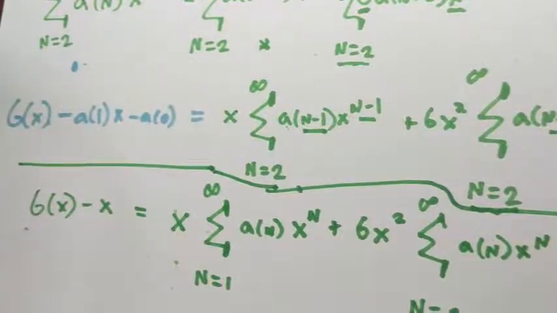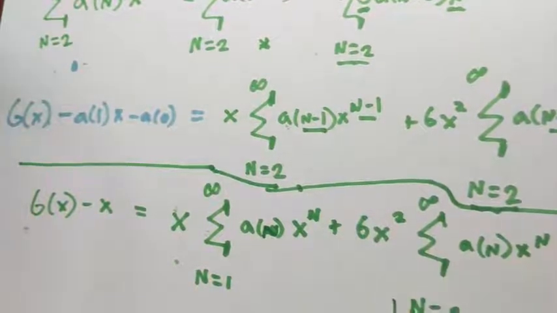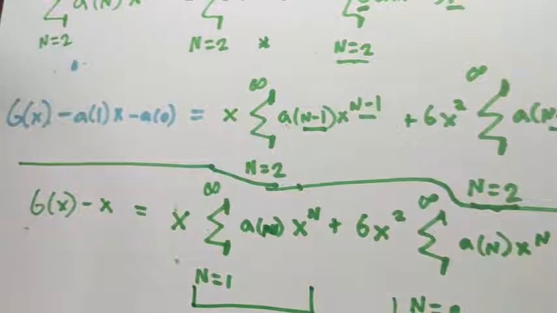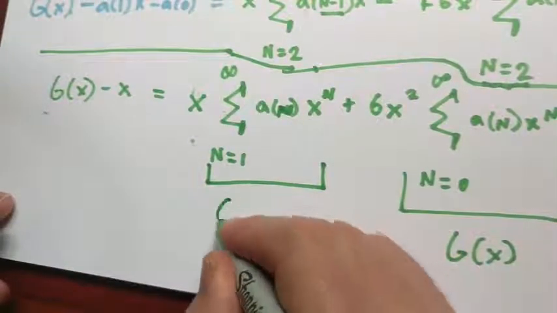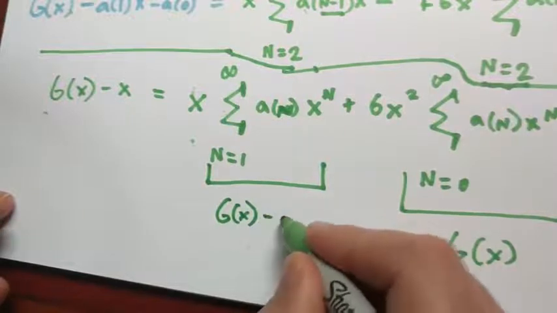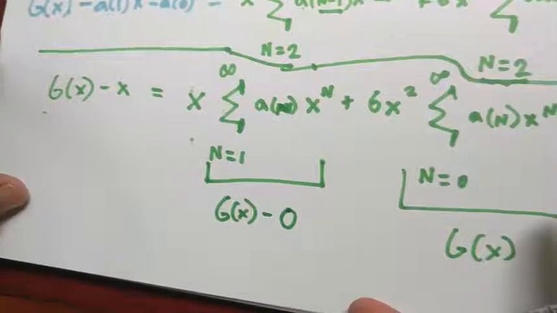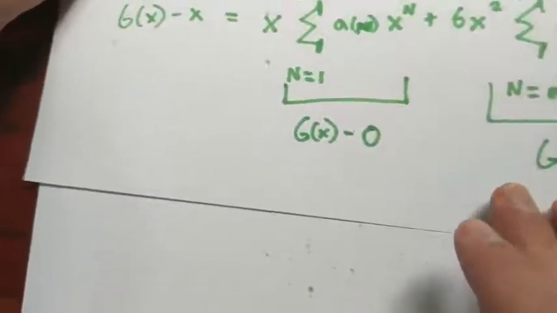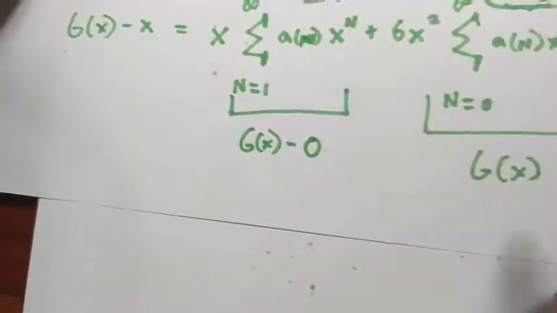Okay, now let's do a little more. This is exactly g of x. And this is almost g of x. This is g of x minus the first term, so this is g of x minus a of 0, which is 0. So now what I have is this relationship: g of x minus x equals x times g of x plus 6x squared g of x.